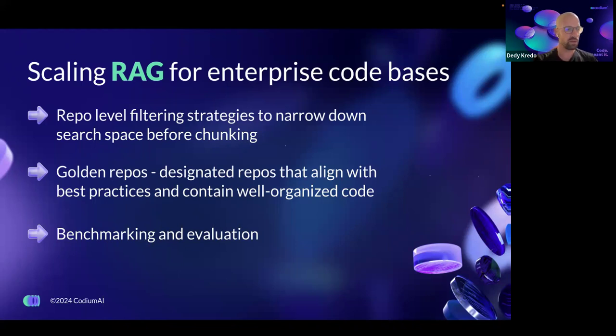We also find that the concept of golden repos for enterprise, especially for large enterprises, works really well. Basically, you don't index the entire enterprise code base. You index specific repos that are defined as the gold standard, the code that is vetted, that is of high quality, that has usage examples in it, and that helps to increase the quality when you do retrieval.